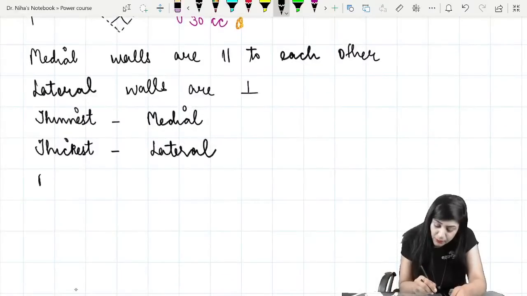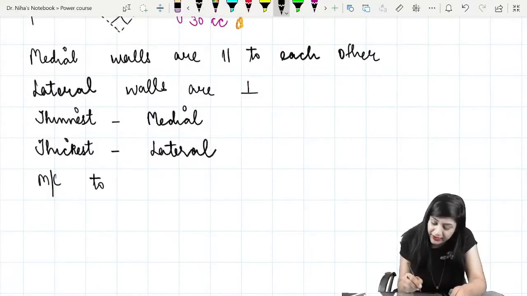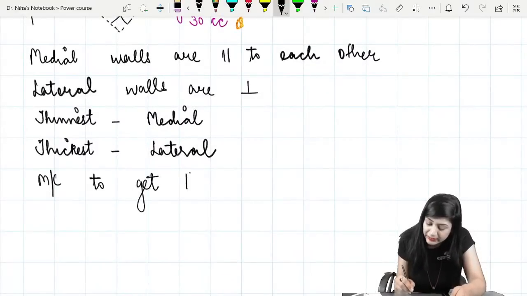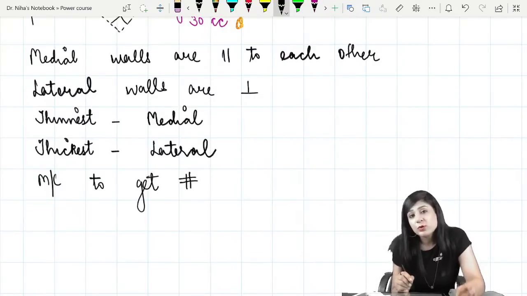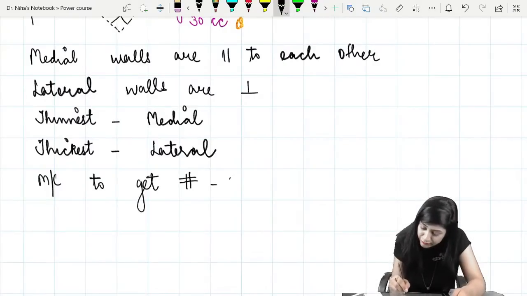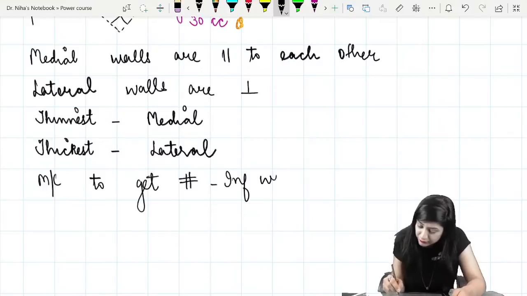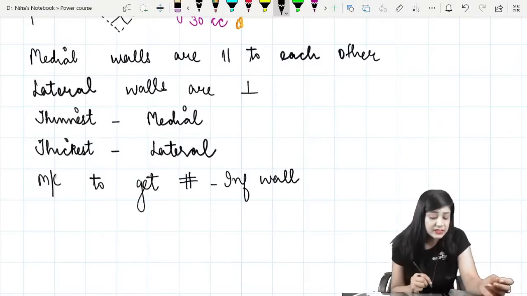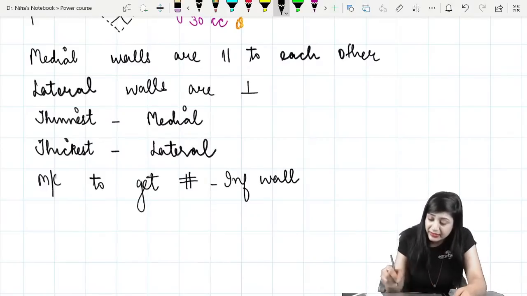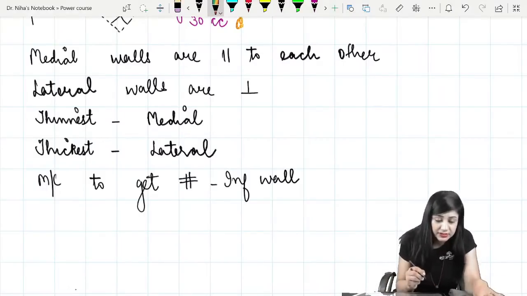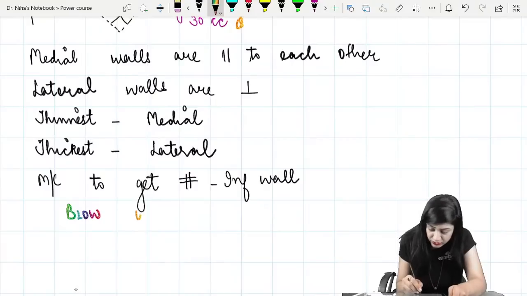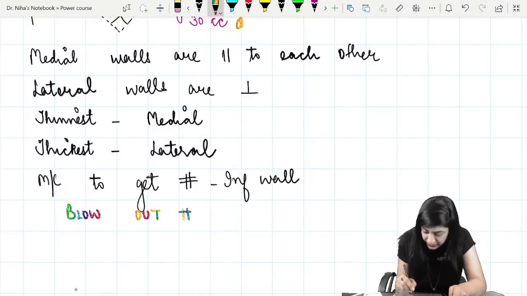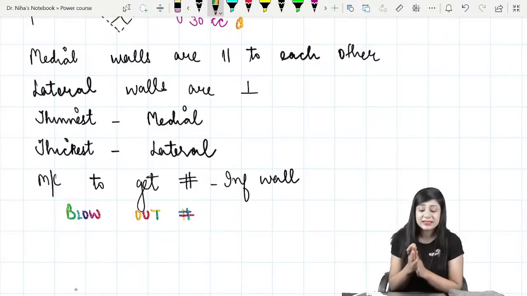And most commonly to get fracture, who will tell this? Most commonly to get fracture, very, very important question. So the wall most commonly to get fracture is the inferior wall, also called as floor. And this fracture is called as the blowout fracture.